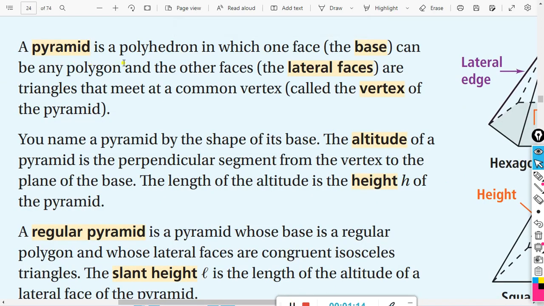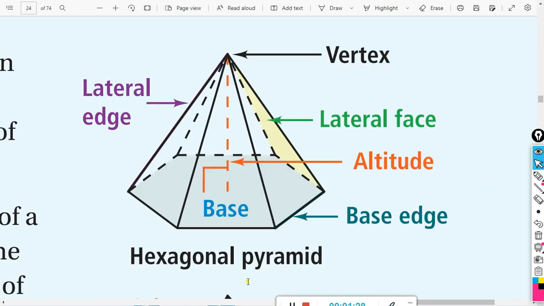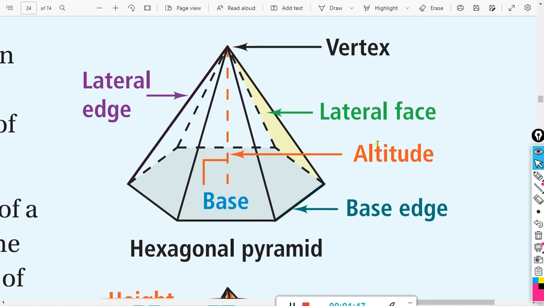So for pyramids, that is a polyhedron in which one face, the base, can be any polygon, and the other faces, the lateral faces, are triangles that meet at a common vertex. So here's an example of a hexagonal pyramid. It's called hexagonal because the base is a hexagon. And the lateral faces surrounding that hexagon are all triangles, and they meet at a common point called a vertex. So that's an example of a pyramid.